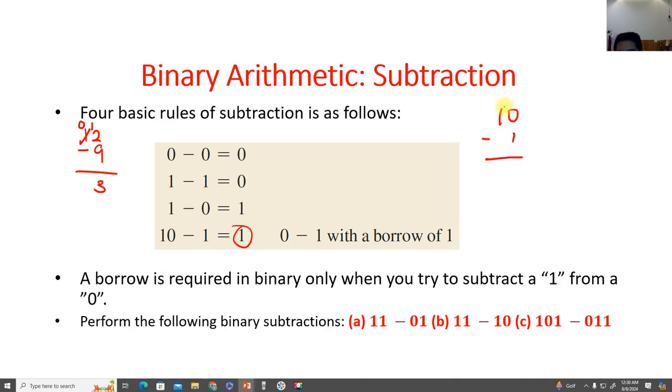So you have to borrow 1 here. So this becomes 0. 0 cannot be subtracted by 1, so you borrow. Okay?